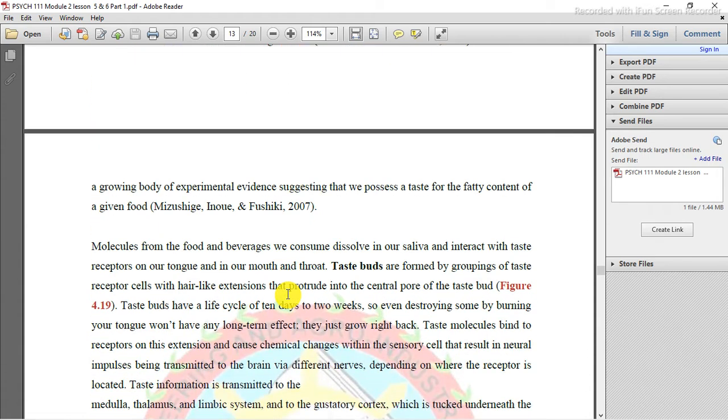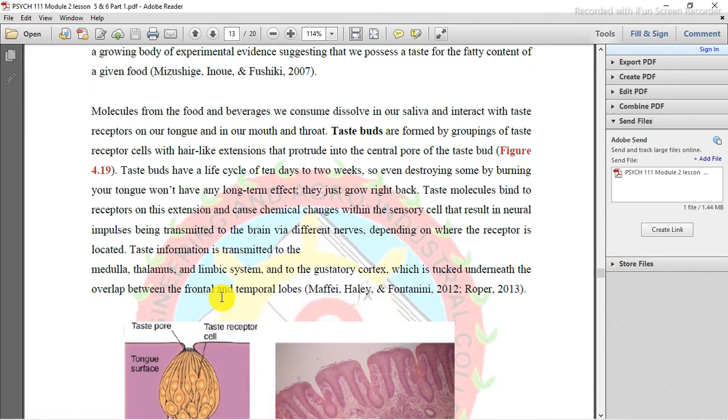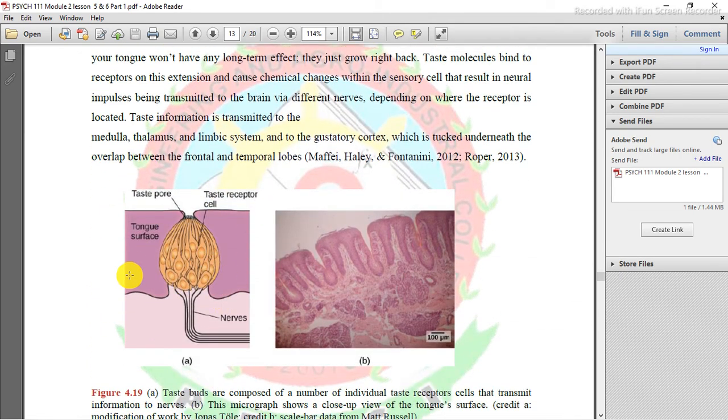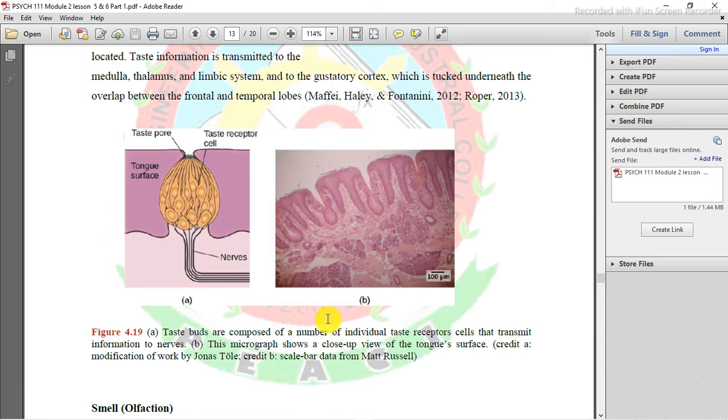Researchers demonstrate, however, that we have at least 6 groupings. We have the umami. Umami is actually a Japanese word that translates to yummy. Okay, it is associated with the taste of monosodium glutamate, yung parang kind of like asin. We have taste buds, formed by groupings of taste receptors. Sila yung nag-receive ng taste. Ano yung nalalasahan mo? Okay? Yan, mga taste buds. Now, taste buds are composed of a number of individual taste receptor cells that transmit information to nerves. Yung information yun, lasahan mo. This micrograph shows a close-up of the tongue surface.